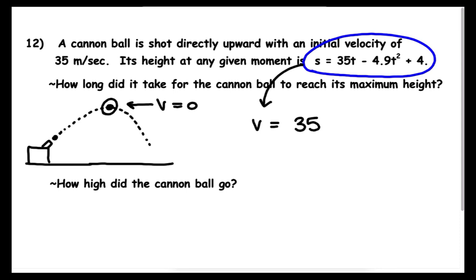2 times negative 4.9 will be negative 9.8 t to the first, and the plus 4 won't matter. Its derivative is 0. So there you go. Now we want the velocity to be 0, so we're going to plug a 0 in here. Don't plug a 0 into time, because that means the cannonball is still in the cannon. Make sure the 0 gets plugged in where the V is.